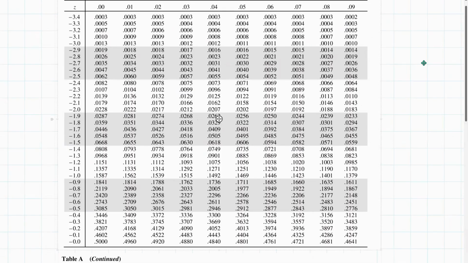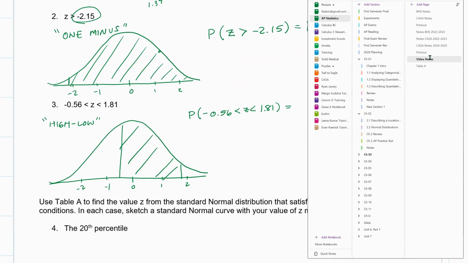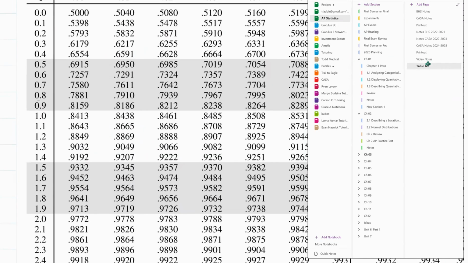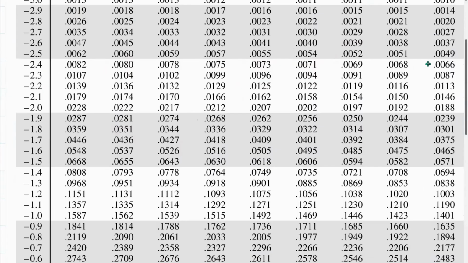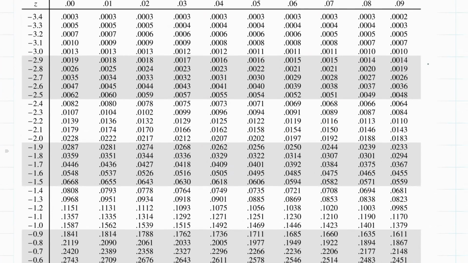1.81, which we need to be the positives. 1.81, 0.9649. So 0.9649 minus, and now we'll look up that negative 0.56 in table A. All right, negative, okay, this is going to be tricky because I get the negative 5 and I have to get that top row in there. Negative 0.5, and then over to the sixth column is right there.